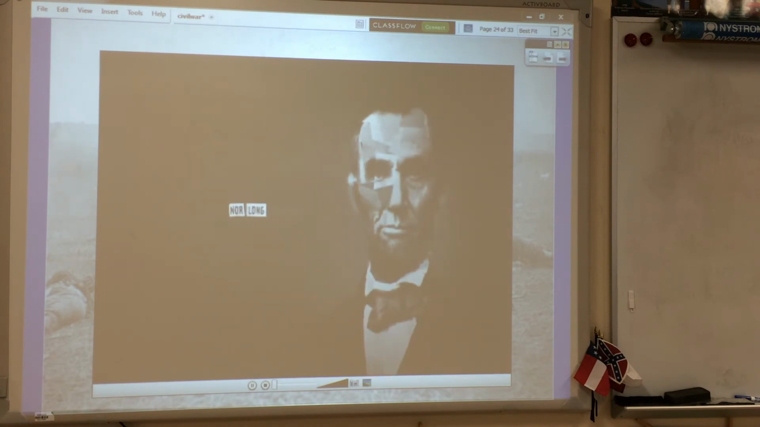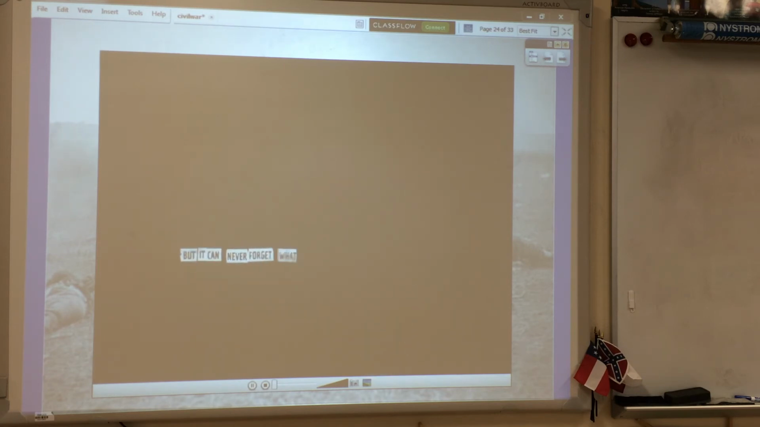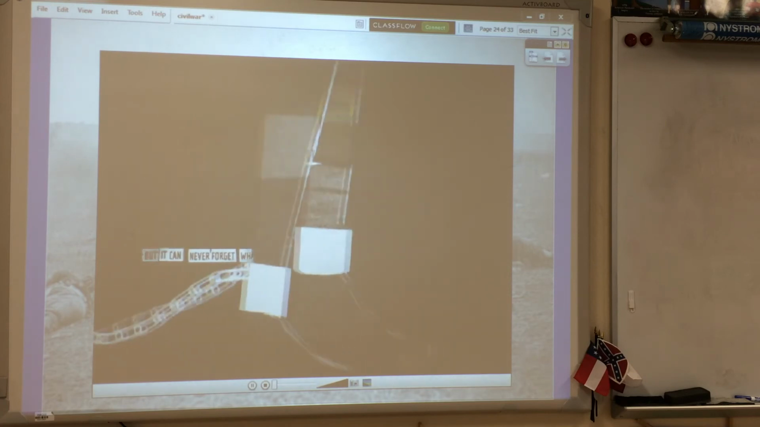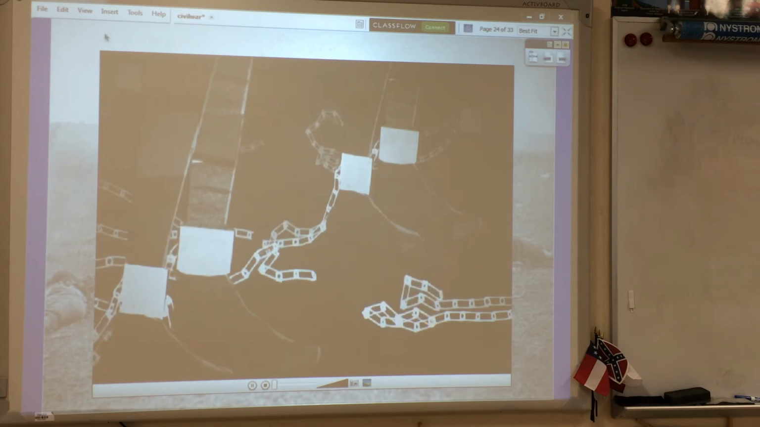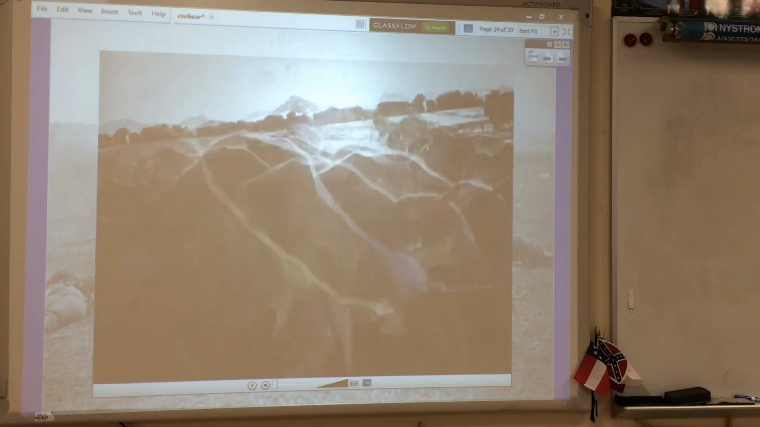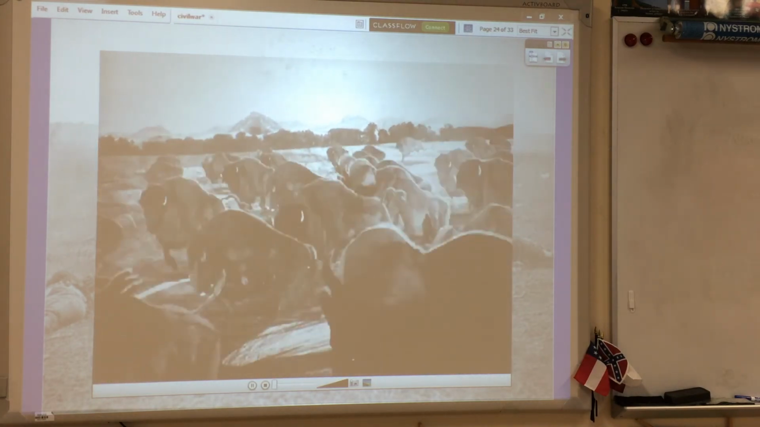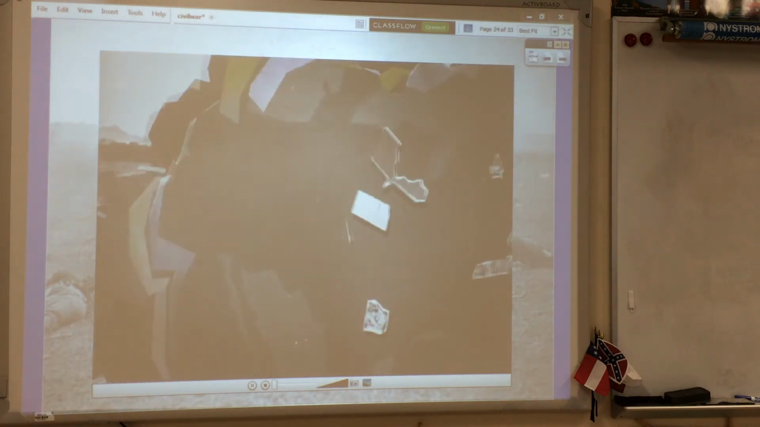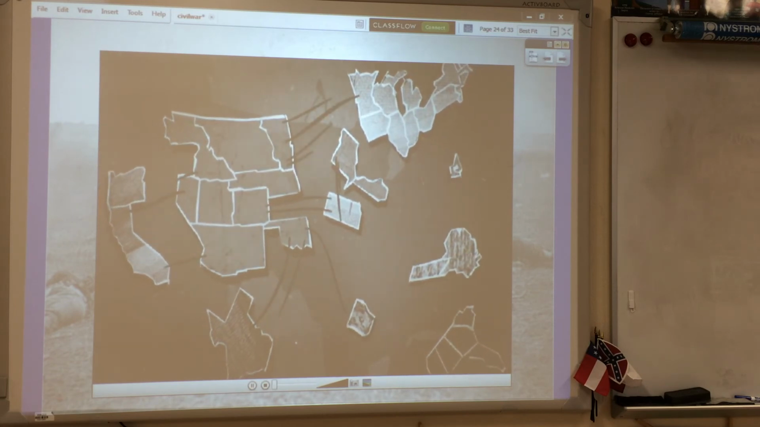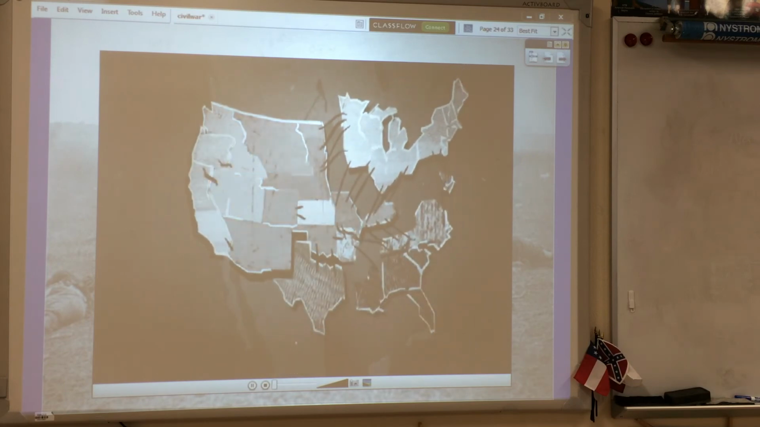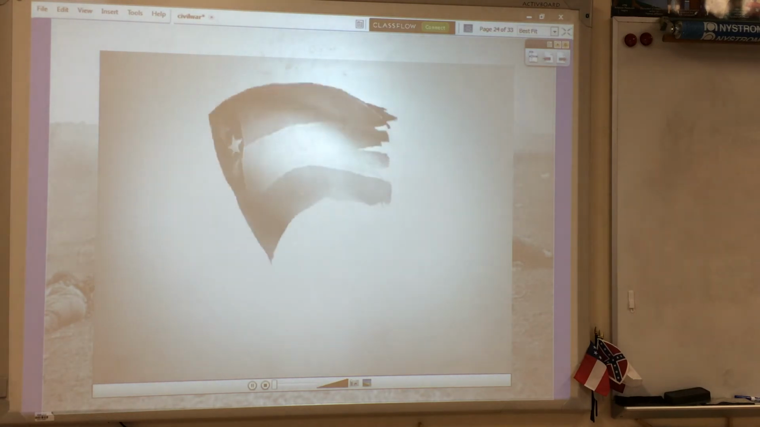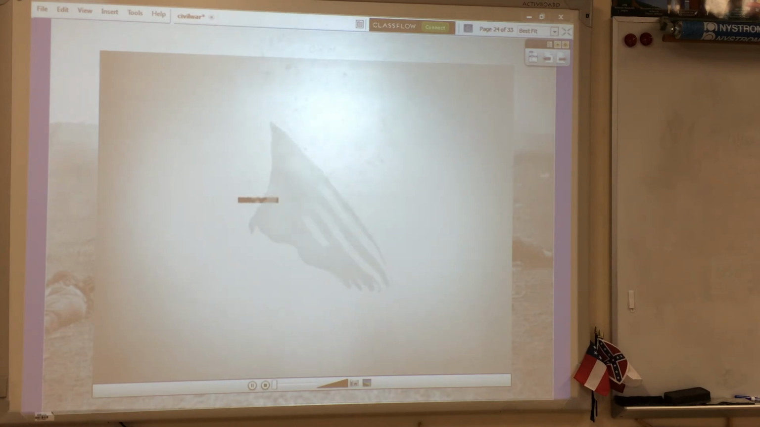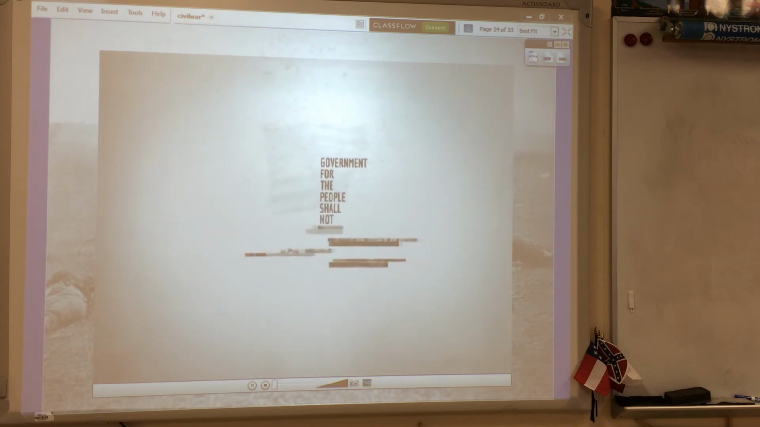The world will little note, nor long remember what we say here, but it can never forget what they did here. It is for us, the living, rather, to be dedicated here to the unfinished work which they who fought here have thus far so nobly advanced. It is rather for us to be here dedicated to the great task remaining before us, that from these honored dead we take increased devotion to that cause for which they gave the last full measure of devotion. That we here highly resolve that these dead shall not have died in vain, that this nation under God shall have a new birth of freedom, and that government of the people, by the people, and for the people shall not perish from the earth.